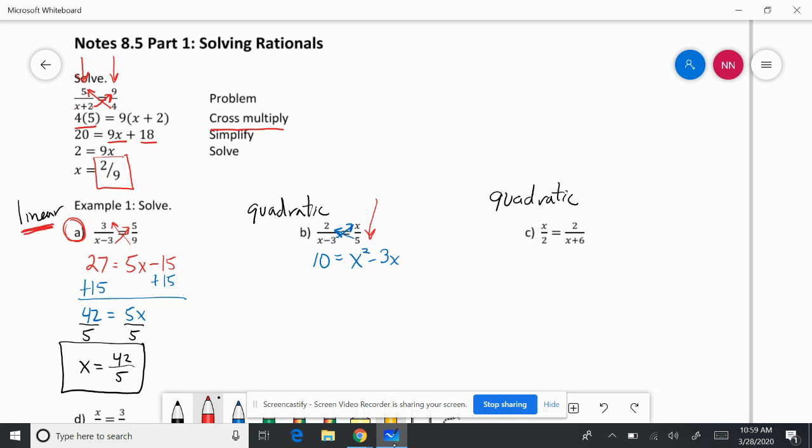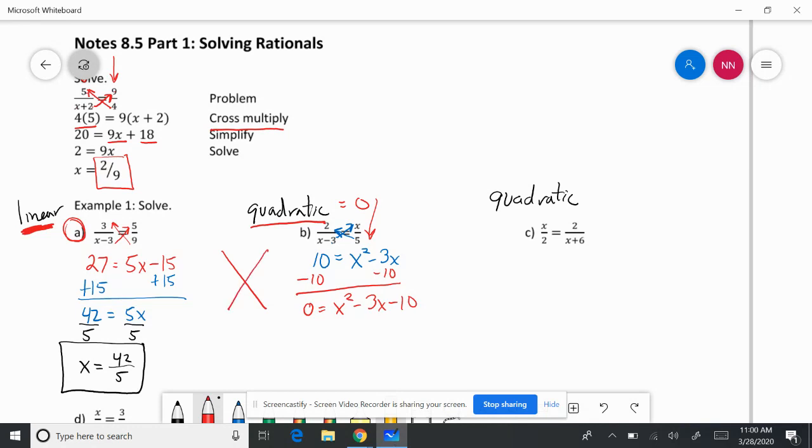With our linear equation in A, we just get the x by itself. Whenever we have a quadratic, we always set it equal to 0. So that means I'm going to subtract the 10, and I get 0 equals x squared minus 3x minus 10.